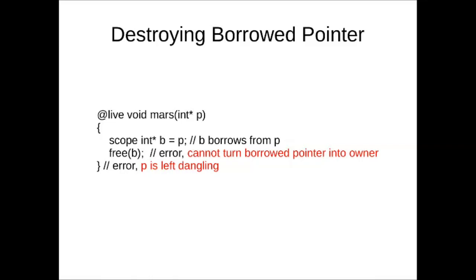A borrowed pointer is not the owner of the memory and therefore cannot be converted to one, so attempting to free a borrowed pointer fails. Note that all these checks are successful without the compiler having any knowledge of what malloc and free actually do. It's just following the @live rules.